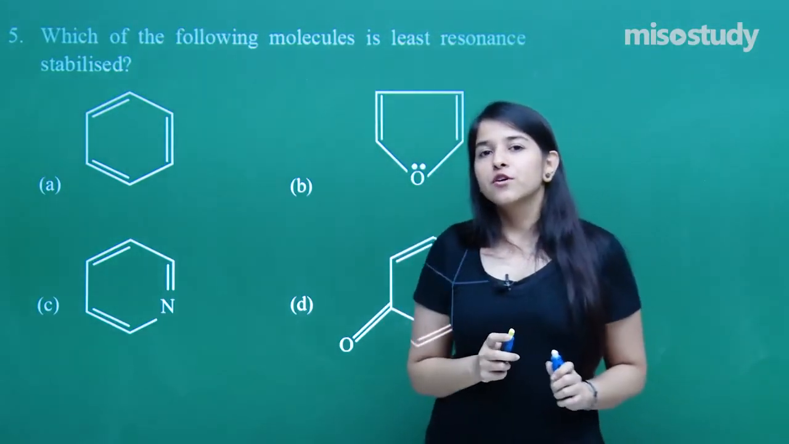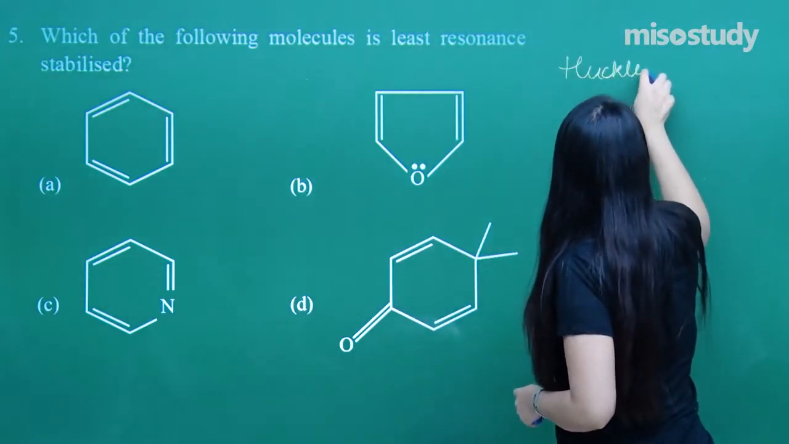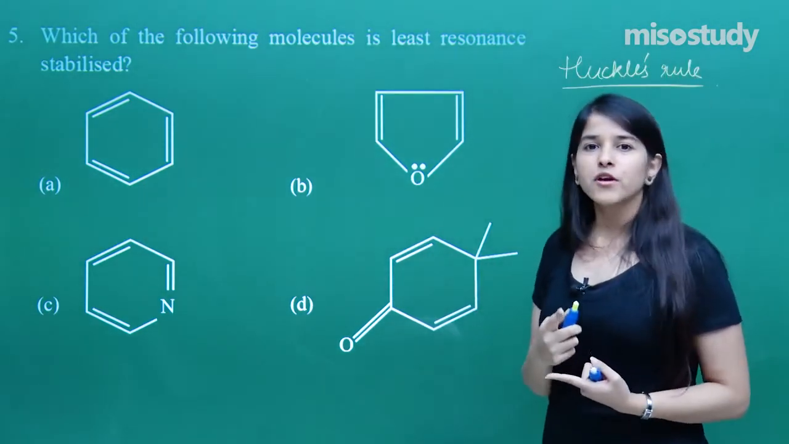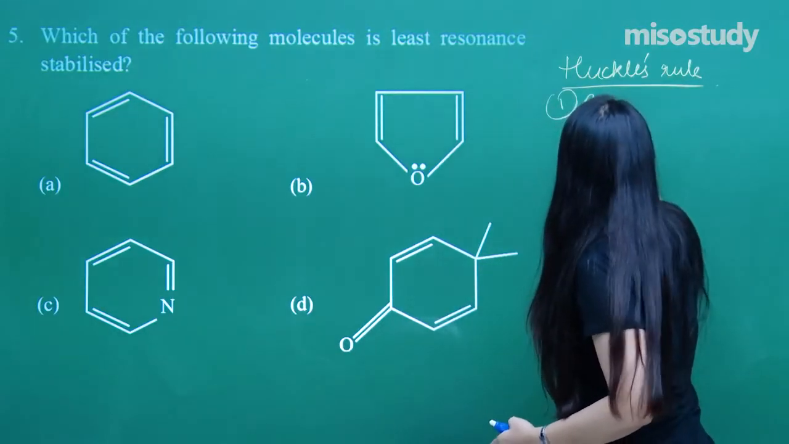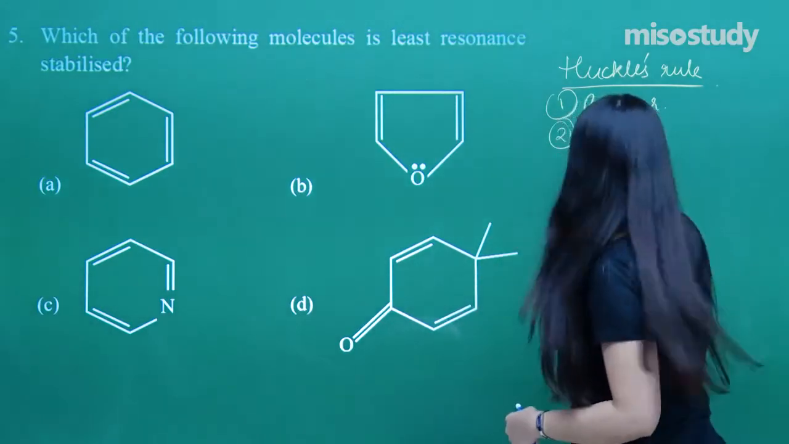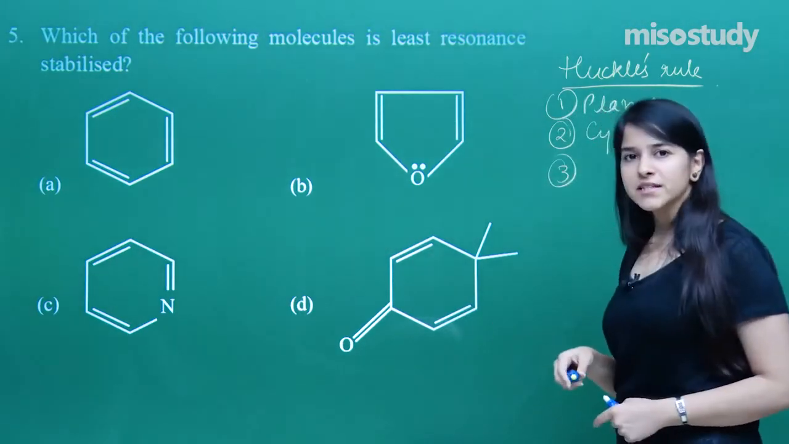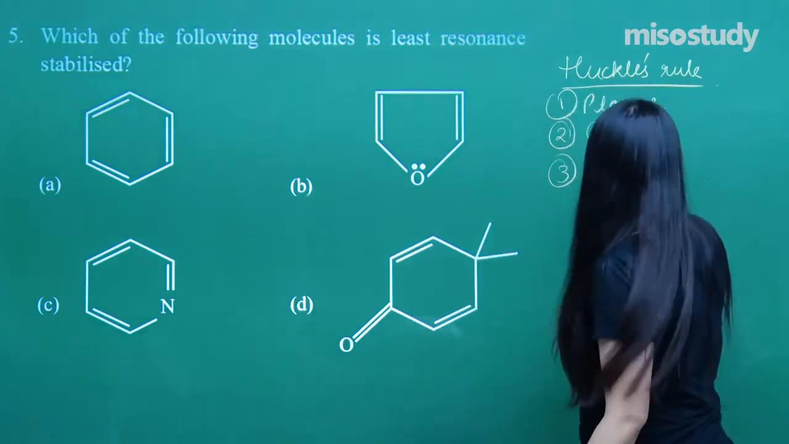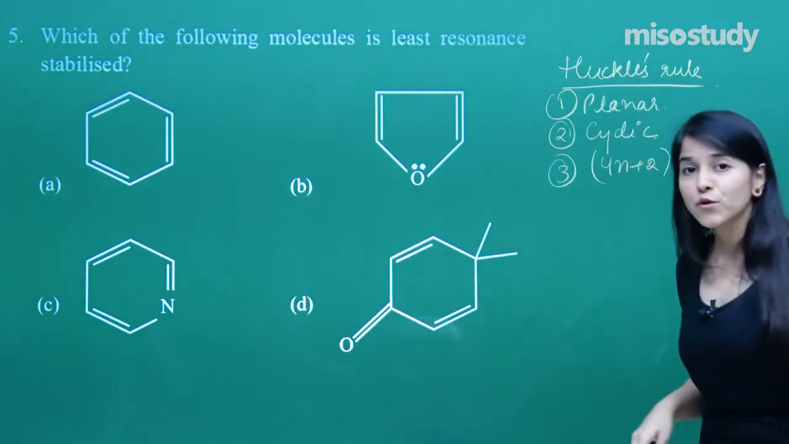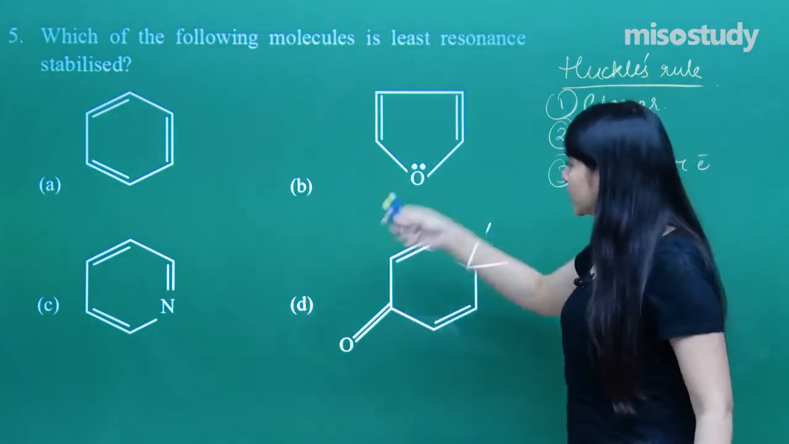So what kind of important concept I was talking about here was the Huckel's rule. So Huckel's rule says first of all it should be a planar molecule, planar. What else? It needs to be a cyclic one. What else? Number 3 is you need to follow the electron rule, that is 4n plus 2 pi electrons. So that is what Huckel's rule says. Now let's apply the Huckel's rule on each of the molecules.